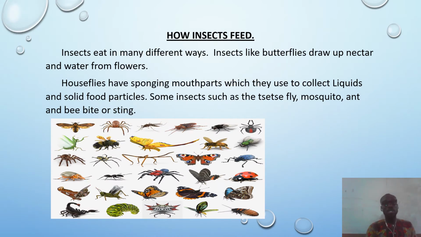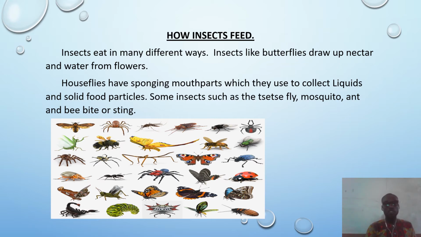So let's take a look at how insects feed. Insects eat in many different ways. Insects like butterflies draw up nectar and water from flowers.